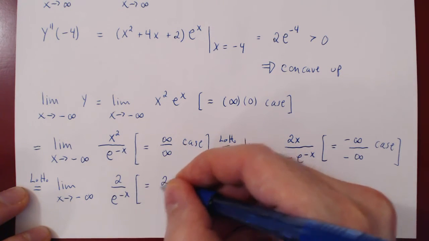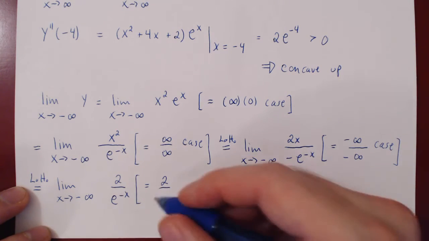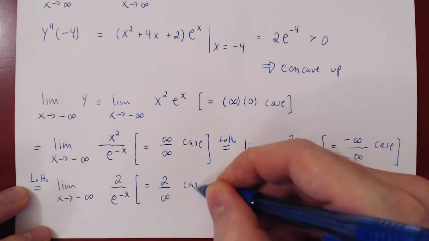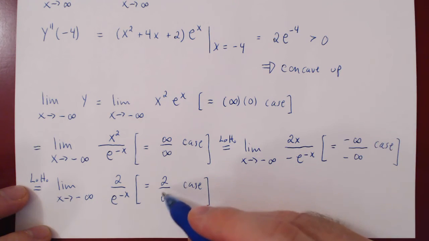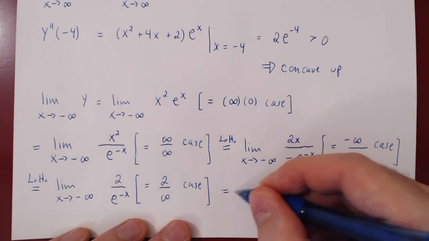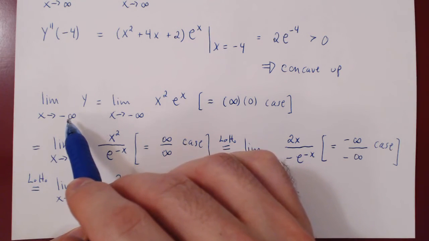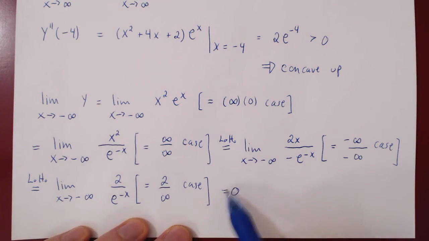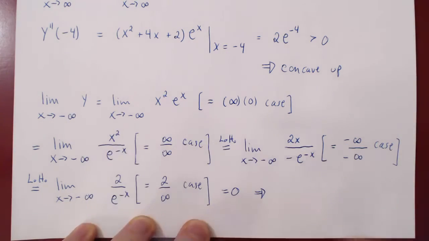Look at our case: 2 is always 2, and as x goes to negative infinity, we know that e to the negative x goes to positive infinity. And of course, as you divide 2 by something which is getting bigger and bigger and bigger, the fraction is getting smaller and smaller and smaller and approaches 0. So the limit is exactly equal to 0. And so this is the first time that we encounter a horizontal asymptote. As x approaches negative infinity, y approaches 0. So y equals 0 is a left horizontal asymptote.